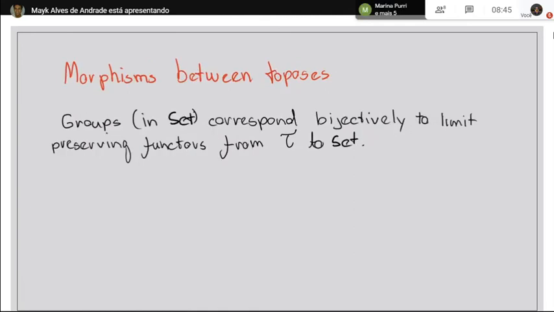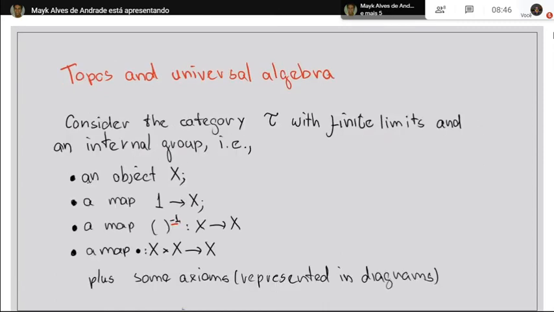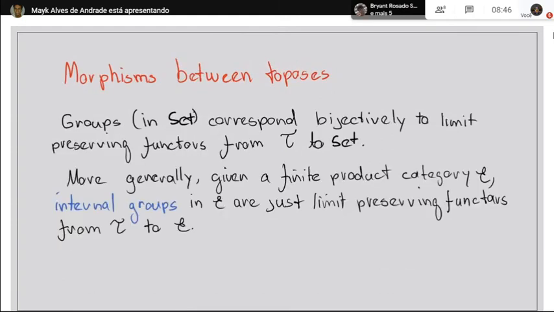If we take this category tau, built in that way, we can say that groups in Set correspond bijectively to limit preserving functors from tau to Set. So, more generally, given a finite product category E, internal groups in E are just limit preserving functors from tau to E. If I'm being too abstract and you're not familiar with the construction of internal groups or internal monoids in some category, basically what I'm saying is take this category tau and give another category, for instance, the category of topological spaces, Top.